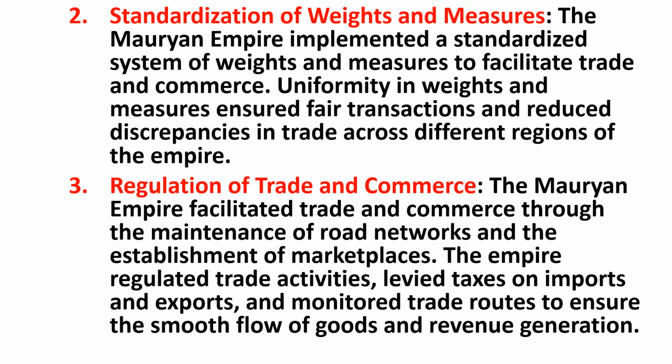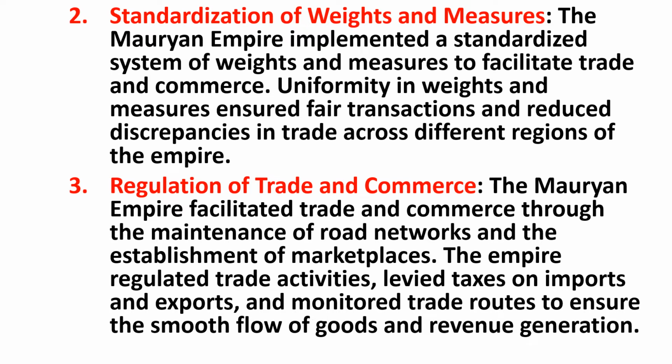Second one, standardization of weights and measures. The Mauryan Empire implemented a standardized system of weights and measures to facilitate trade and commerce. Uniformity in weights and measures ensured fair transactions and reduced discrepancies in trade across different regions of the empire.